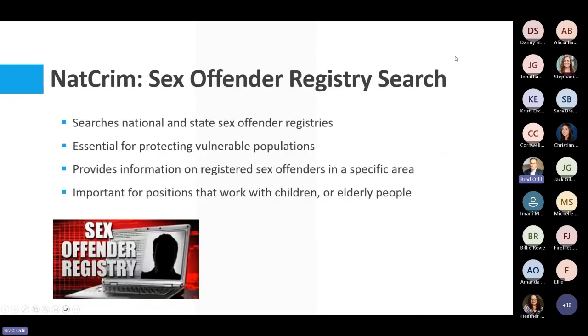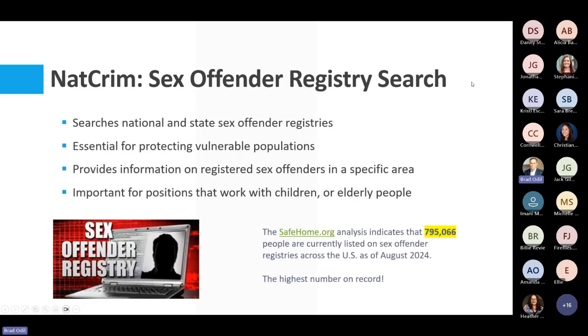So I mentioned that it includes the sex offender registry, so I wanted to put this in here because this number just continues to grow. Sex offender registry information obviously is an important piece of this puzzle for those that work with children or the elderly. Everybody wants to know. And I'm pulling a record here from August 2024 that reports almost 800,000 sex offenders are registered across the country.